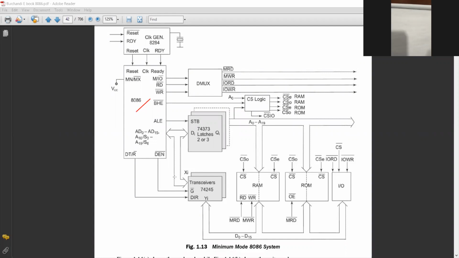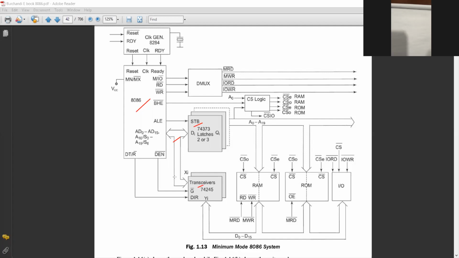So who will activate the latch IC? The ALE signal will activate the latch IC. Now AD0 to AD15: the address lines are coming into the latch IC, and the data bus lines are coming into the transreceiver.